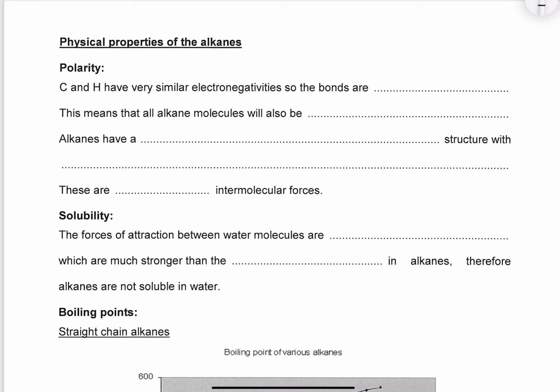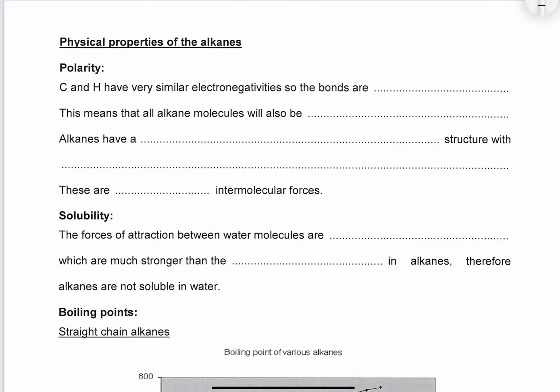Physical properties of the alkanes. The first thing we're going to look at is the polarity of the alkanes. We know that carbon and hydrogen have similar electronegativity values, which means the electrons in the bond between carbon and hydrogen are evenly shared. They are not closer to one atom than the other because neither atom has a greater power to attract.